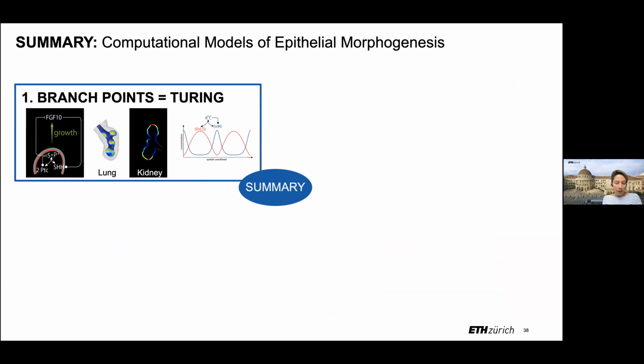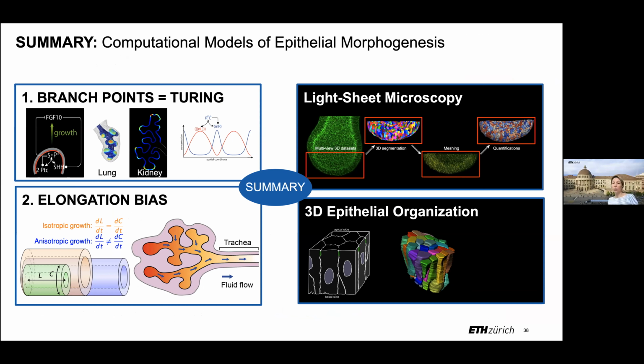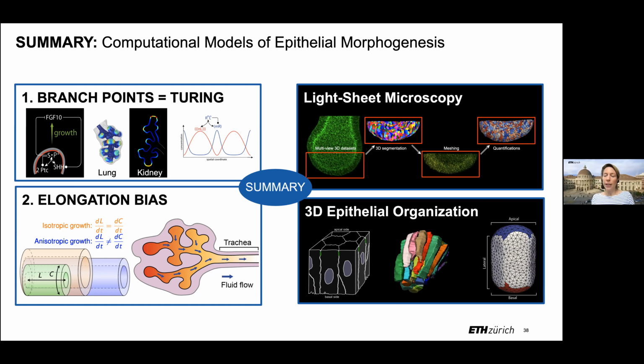And with that, I want to close. In the first part of my talk, I told you about Turing mechanisms and how they can explain branch point selection in lung and kidney branching morphogenesis. I talked about fluid flow and how it can guide the elongation bias that we observe in early lung and kidney development. And in the last part, I was diving into the epithelial structure of these organs, and I described the physical principles of the 3D organization and showed you our latest software for 3D simulations.